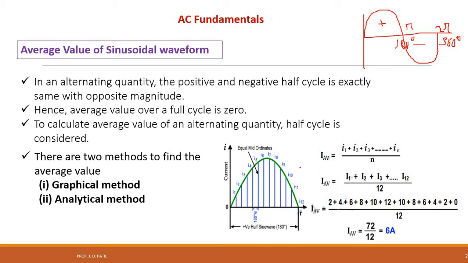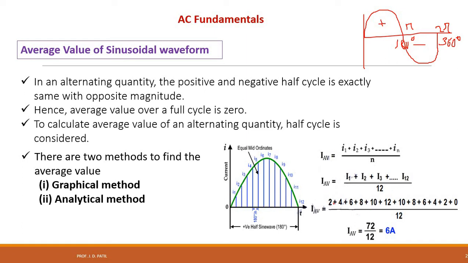If you take the average of all, we have to split this into n number of values. It will be a simple equation for that. I average is I1 plus I2 plus I3 up to In, divided by n. Suppose we take 12 values here.